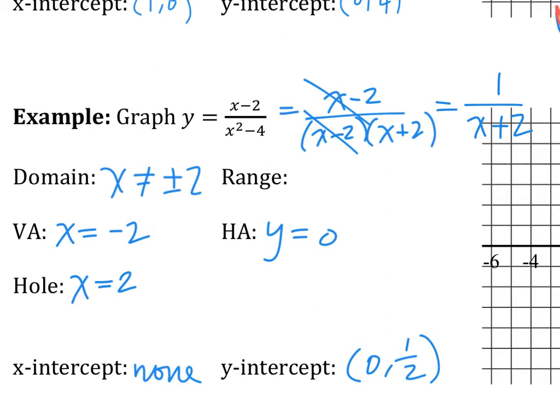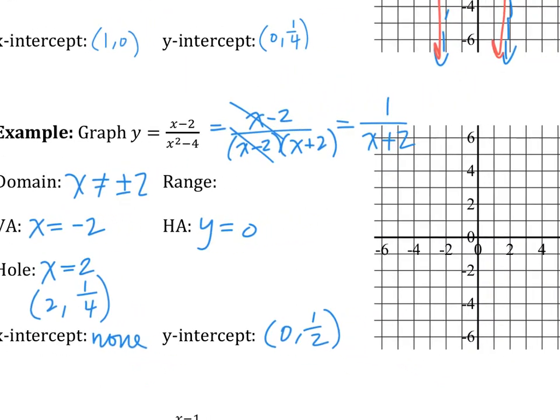Plug it into this. What's going to happen if you plug it into the original one? 0 over 0. So then still undefined. You got to plug it in here. So where is the y coordinate of this hole? 1/4. So that means there is a hole at 2 and 1/4. Okay, this is a little tricky.